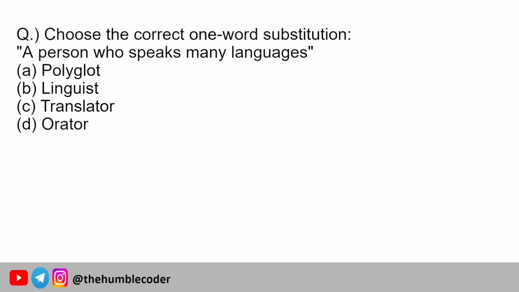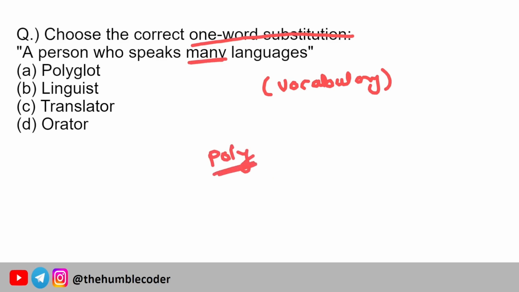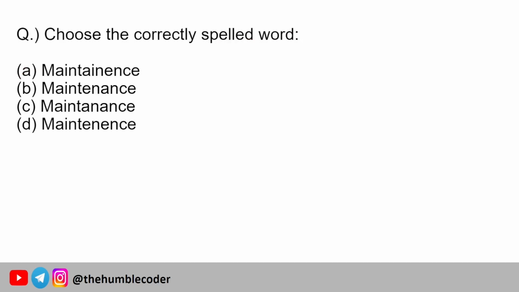Please pause for a minute and think of the answer in your mind, and until then let me tell you which topic it is. The topic is vocabulary, and in vocabulary we have different topics. This one is one word substitution. Now the question is, a person who can speak many languages. Many can also be said as poly in some contexts. So the word polyglot is the correct answer, which is option A. Polyglot is the answer.